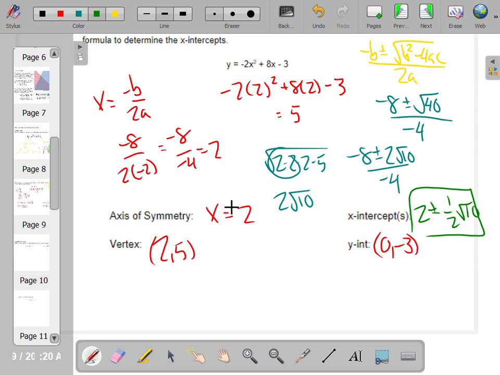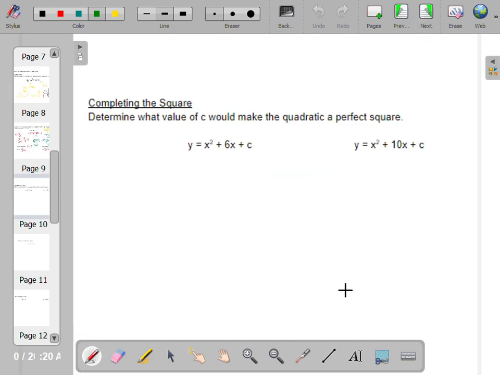That's two x-intercepts. They're both very terrible decimals. 2 plus 0.5 radical 10 is 3.5811, but I want the exact answer here. So to do that, you have to simplify the radical. That's standard form. What about completing the square?